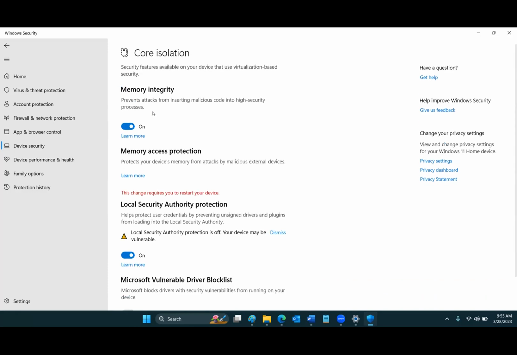So if you get into here, you'll find out that you can turn on a feature that, and I keep turning this on and it says it's off. Maybe it has to be professional edition in order for this to be engaged. I don't know, but I keep turning, you see it's turned on and it says local security authority protection is off. Your device may be vulnerable. What is that? You can't load unsigned drivers plug-in from loading into the local security authority.